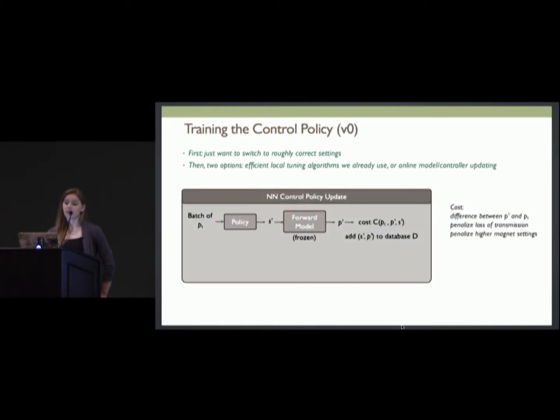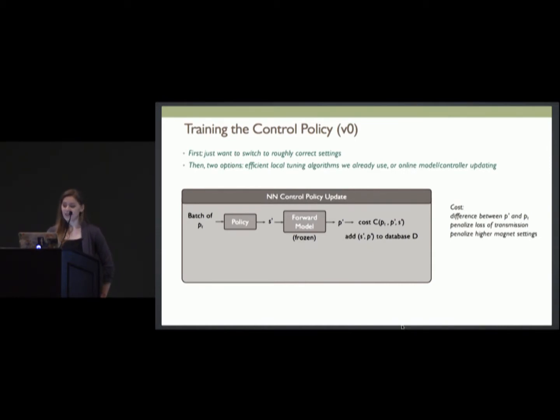So to start with, we just have a batch of target beam parameters, put that into the policy, get a predicted set of settings, send that to the forward model, the weights of which are frozen in this case, get the predicted set of beam parameters, and then that goes into the cost function. In this case, it's both the difference between the requested and the predicted beam parameters, and also a penalty for transmission. As soon as you are losing beam, you can no longer really estimate the other parameters as well.